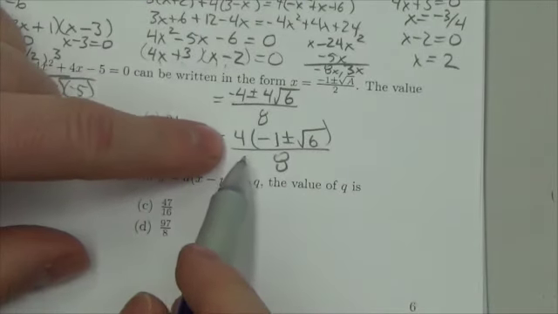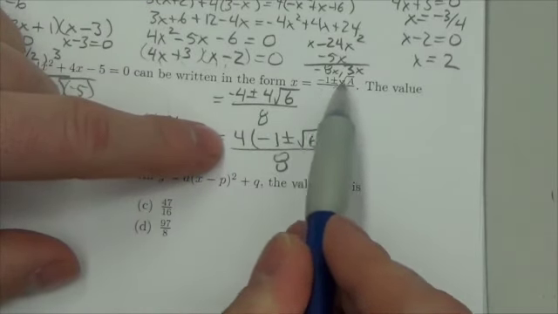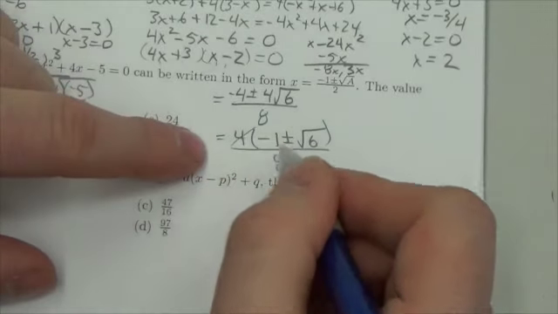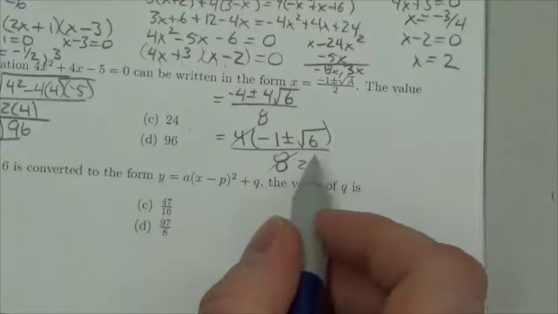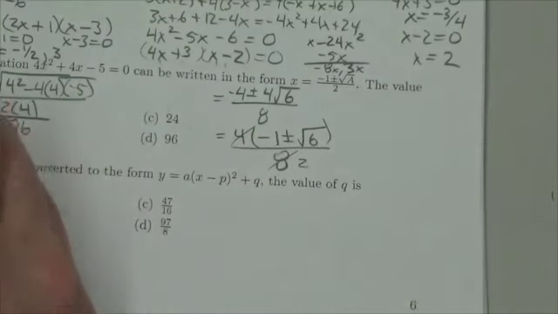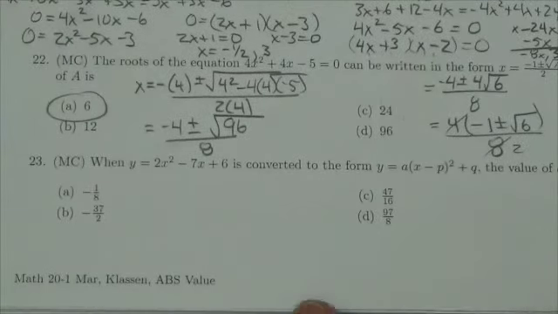And now notice right away that this is really the form I'm looking for. If I cancel the 4 with the factor of 4 down in the denominator, I'm going to get a 2 down there. That really is the form I'm looking for, and so the answer here must be A, 6.